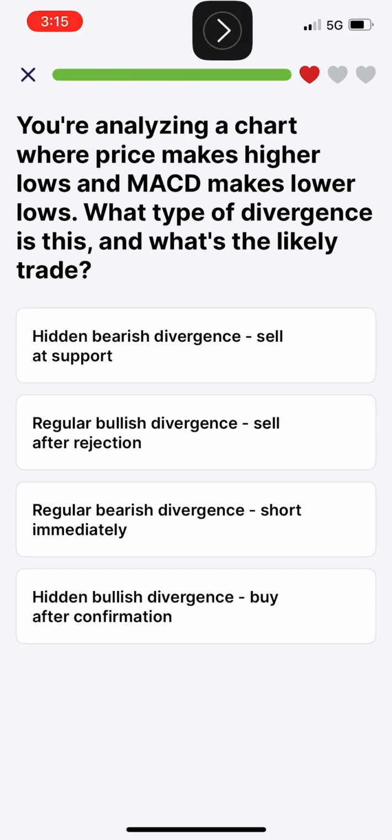You're analyzing a chart where price makes higher lows and MACD makes lower lows. What type of divergence is this, and what's the likely trade? Hidden bearish divergence. Sell at support. Regular bullish divergence. Sell after rejection. Regular bearish divergence. Short immediately. Hidden bullish divergence. Buy after confirmation.